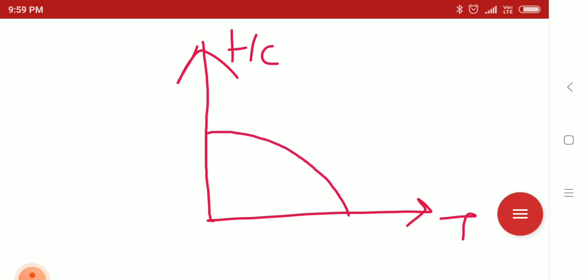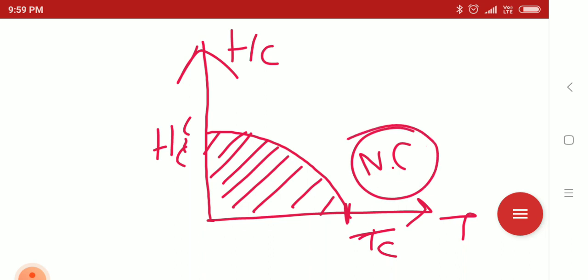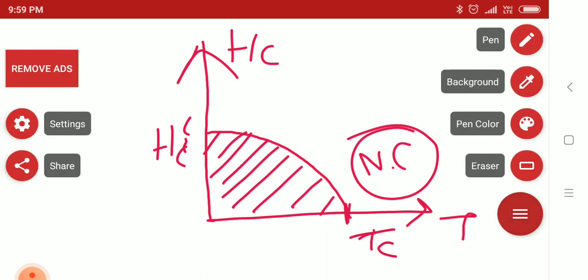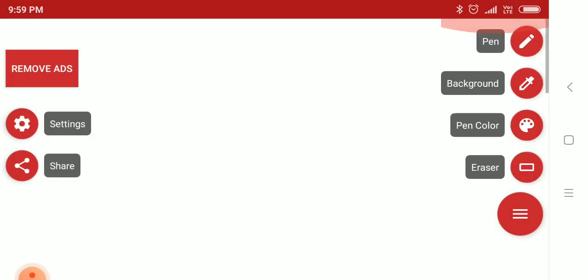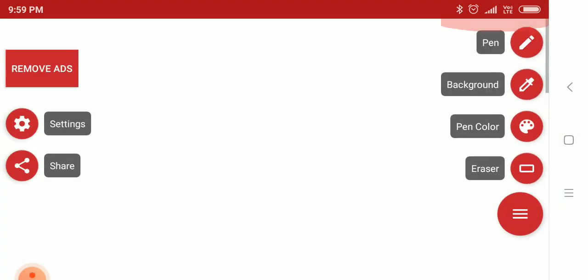In the range below Tc there will be superconductivity, because Hc exists, and when it crosses Tc, it becomes a normal conductor. So these are very basic things of superconductivity that will be helpful for you.